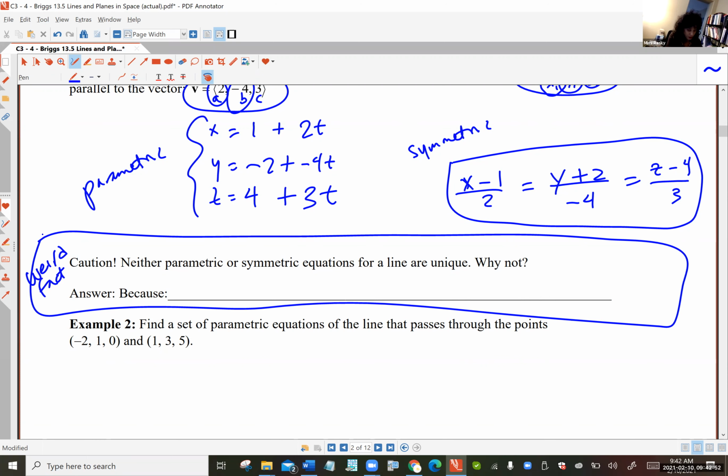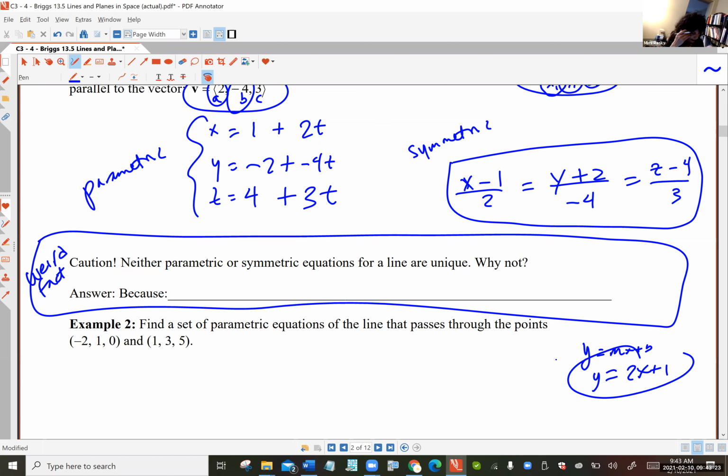Neither parametric nor symmetric equations for a line are unique. Why not? What do you mean, unique? Well, in other words, there may be more than one right answer. This is weird because if you take an algebra or pre-calc class, you know that if the answer is y equals mx plus b, for example y equals 2x plus 1, I'm just making something up, there's no other answer. There's no other equation that would describe that same exact line because the answer is unique. But in 3D, it ain't.